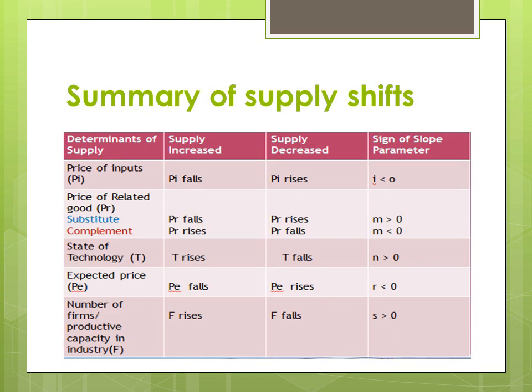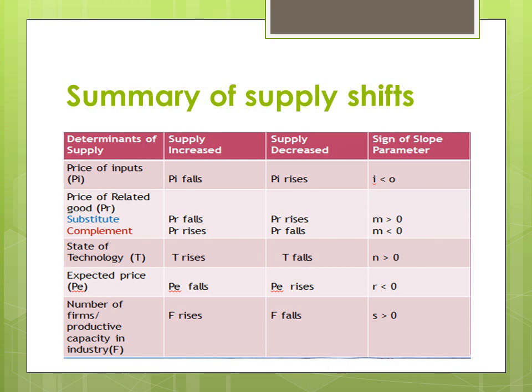This table shows a summary of supply shifts. So here are some determinants which affect our supply curves. These factors are price of inputs, price of related goods, which may be substitute goods and complement goods, state of technology, expected price, and number of firms. So due to these factors our supply curve will shift. So when prices of inputs fall, our supply will increase, and when prices of inputs rise, our supply decreases.